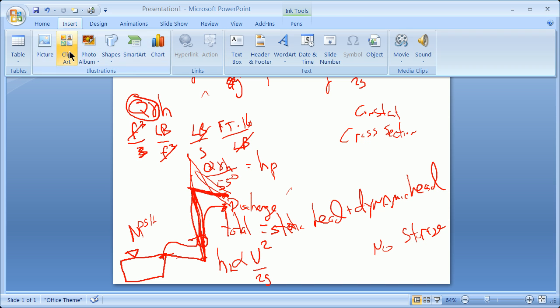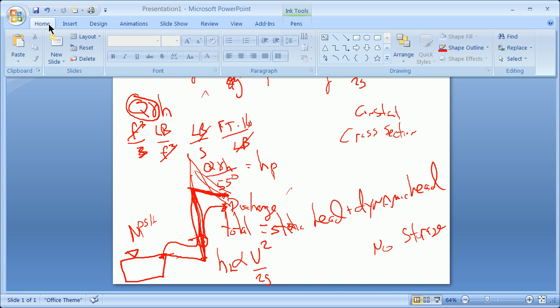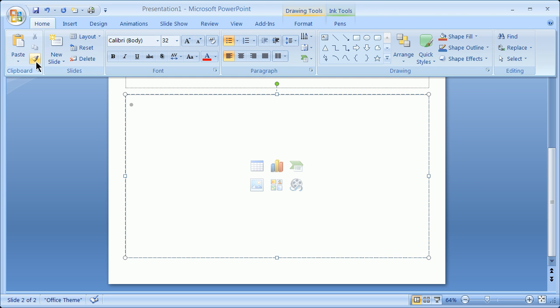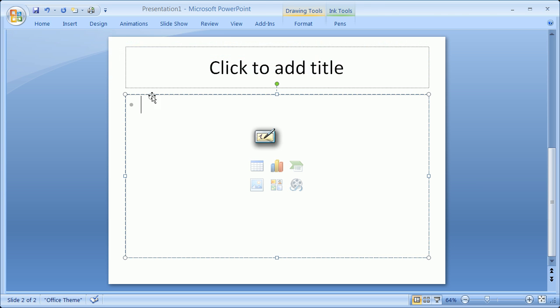insert, home, new slide, see how that comes in, we'll get rid of that, home, grab that.